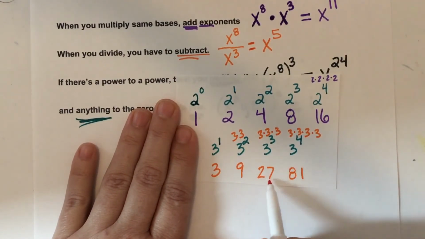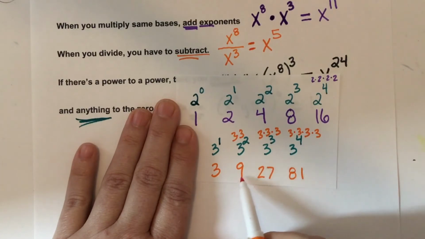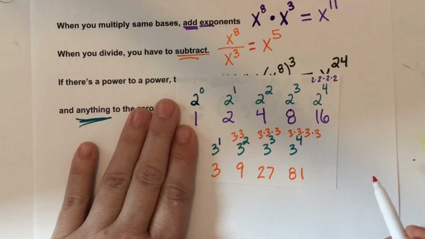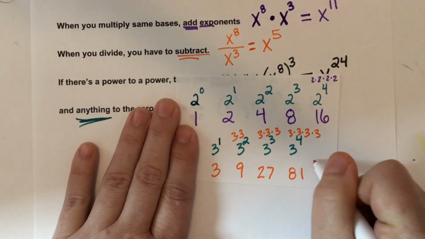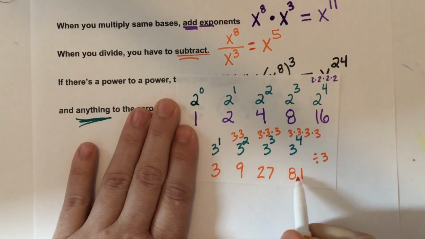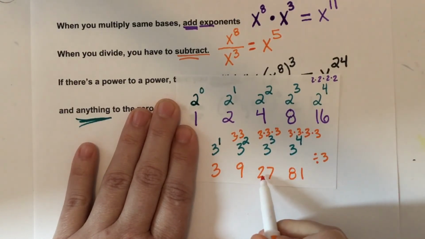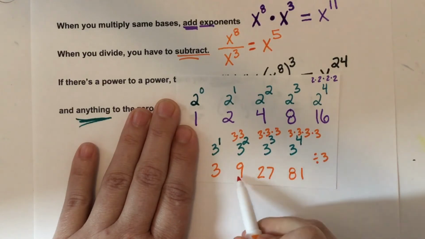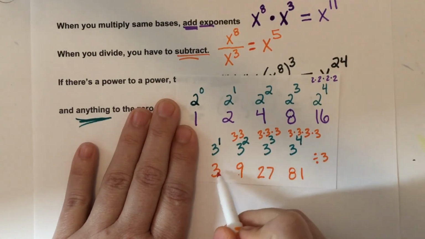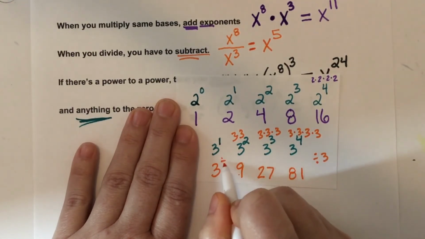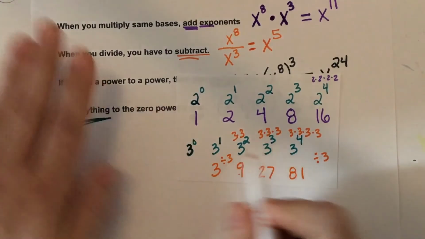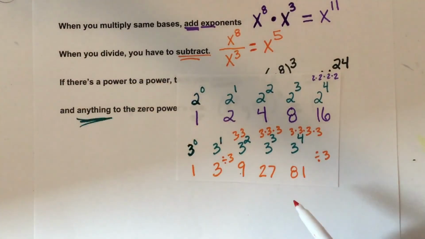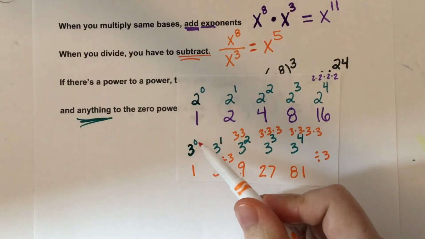So if I was to try to figure out what's going on, if I go backwards to get from 81 to 27, from 27 to 9, from 9 to 3, do you know what's happening? These are dividing by 3. 81 divided by 3 is 27. 27 divided by 3 is 9. 9 divided by 3 is 3. And what's 3 divided by 3? 1. So this is showing you that something raised to the 0 power is 1.